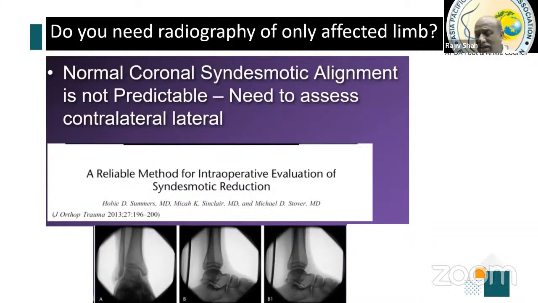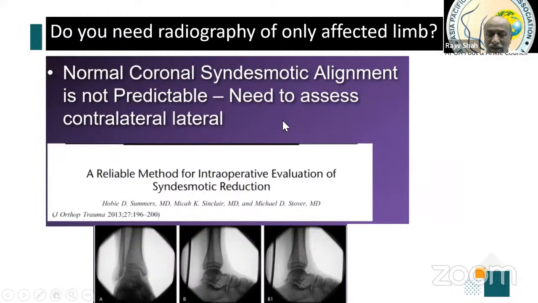Now, this is the question of the day. Do you need radiography of only affected limb? And the answer is no. This study came up and said that the normal coronal syndesmotic alignment is not predictable. You need to assess contralateral lateral view of the limb.